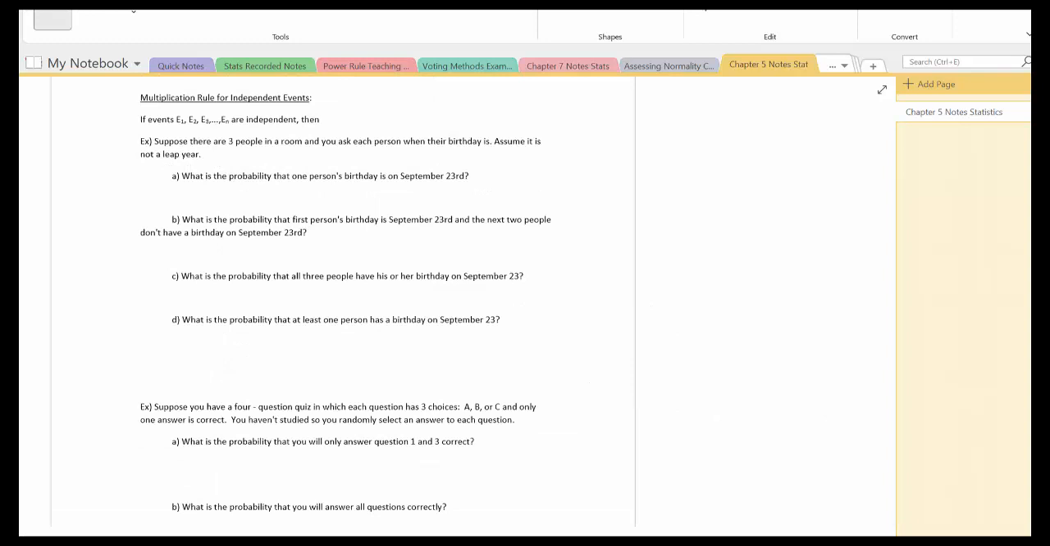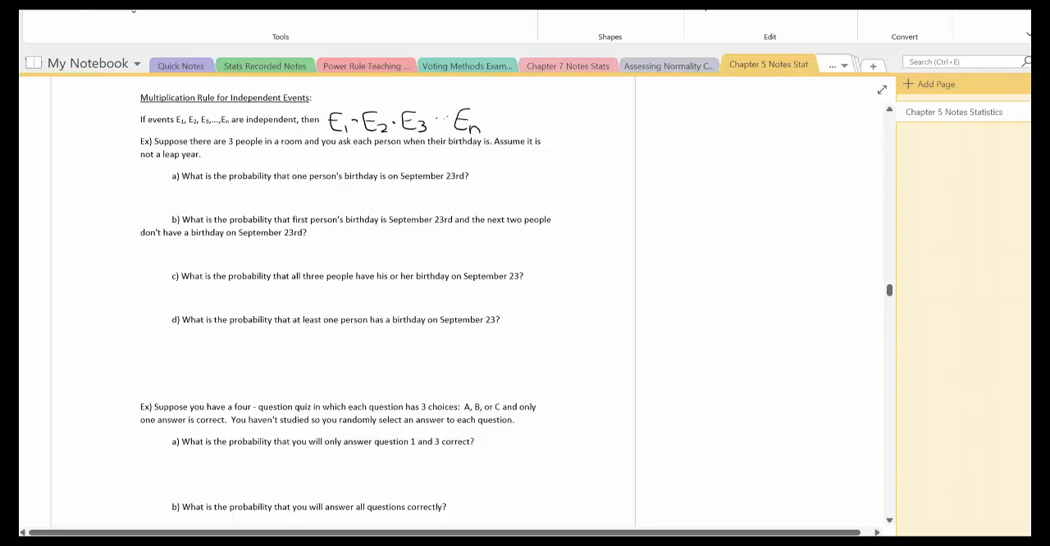All right, the multiplication rule for independent events. If the following events are independent, then the probability of all of them occurring is P(E1) times P(E2) times P(E3) and so on, times P(En).